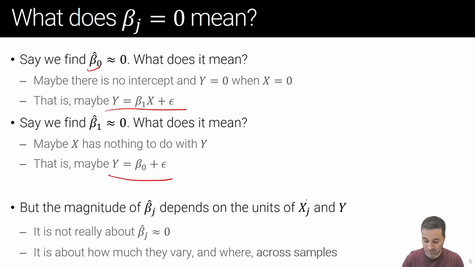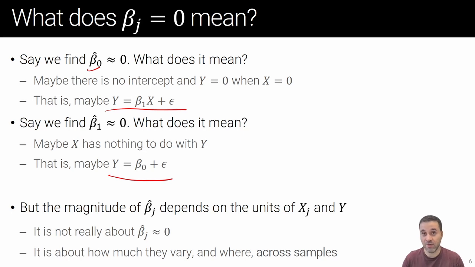So imagine that we have this x that is measured in millimeters. Then the coefficient is going to be 1,000 times larger than if we measure that in meters. And so it's not really about whether the coefficient is close to zero or not, which anyway is something kind of arbitrary. It's about how much the coefficient varies and where it varies across samples, across different data sets. That's what we want to look into. Where does it vary and how much does it vary?